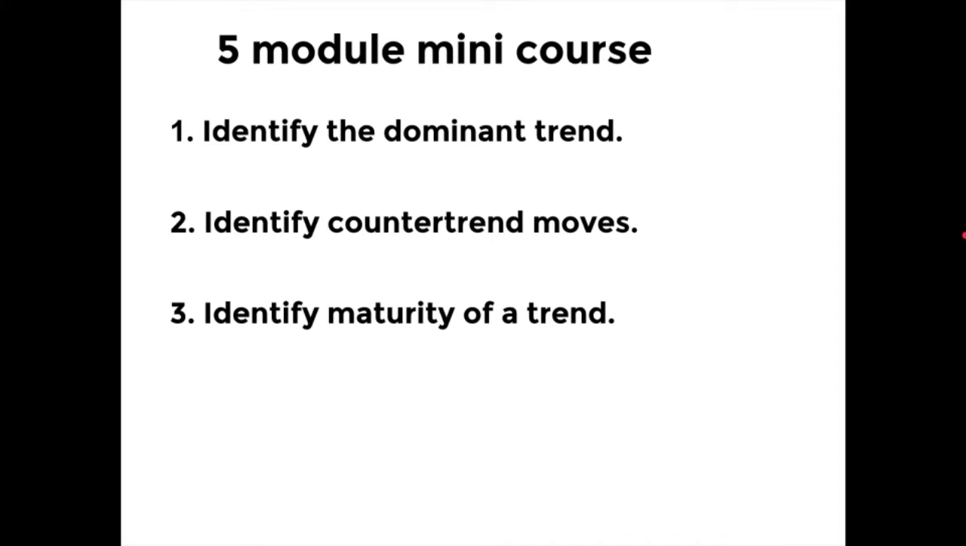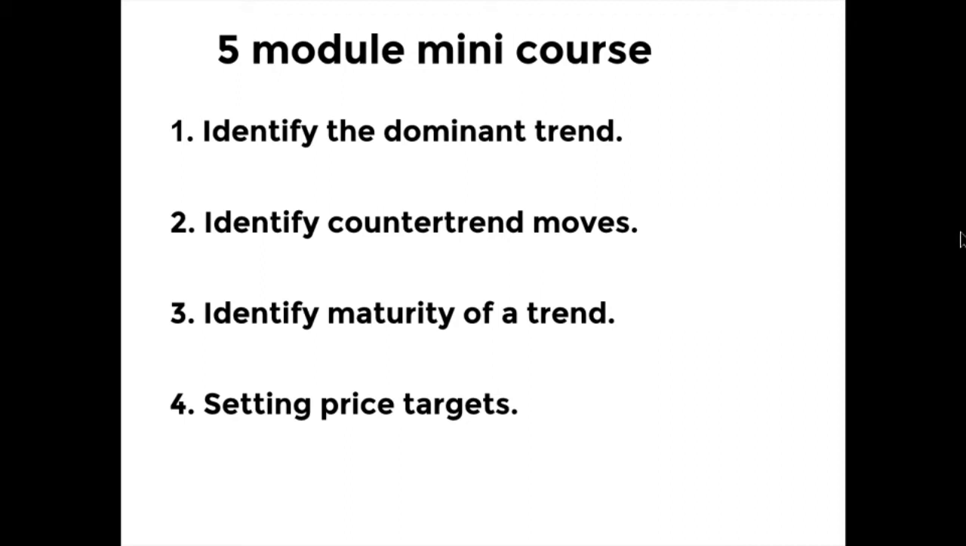Module number 3 is identify maturity of trend. So the maturity of trend is how far along that particular trend move is within its wave structure. So, are you at the top of wave 1? Are you at the bottom of wave 2? Are you within the power move of wave 3? Or are you coming towards the end of wave 5 of it? How to read that in the price structure and how to act upon that knowledge. When you do figure out where you are, it really does inform your stance on the market at that time.